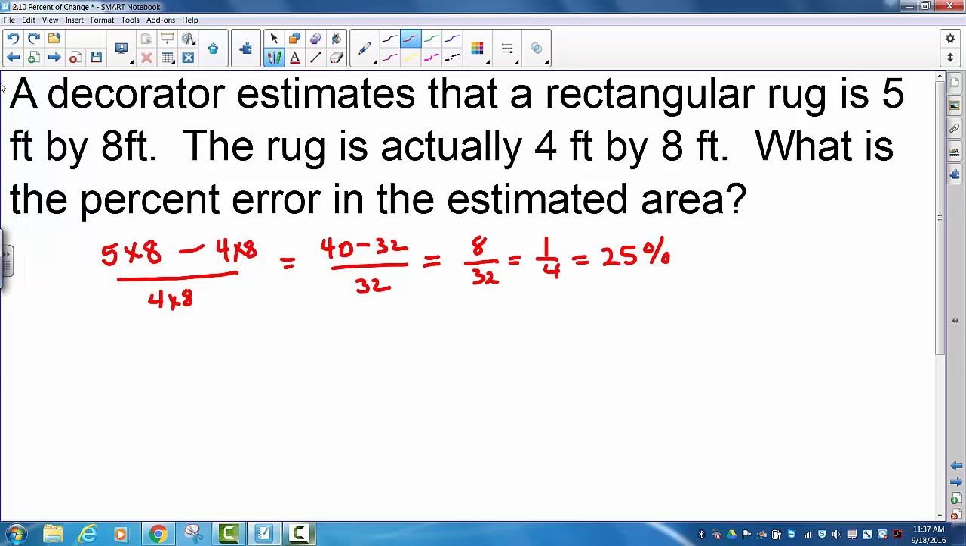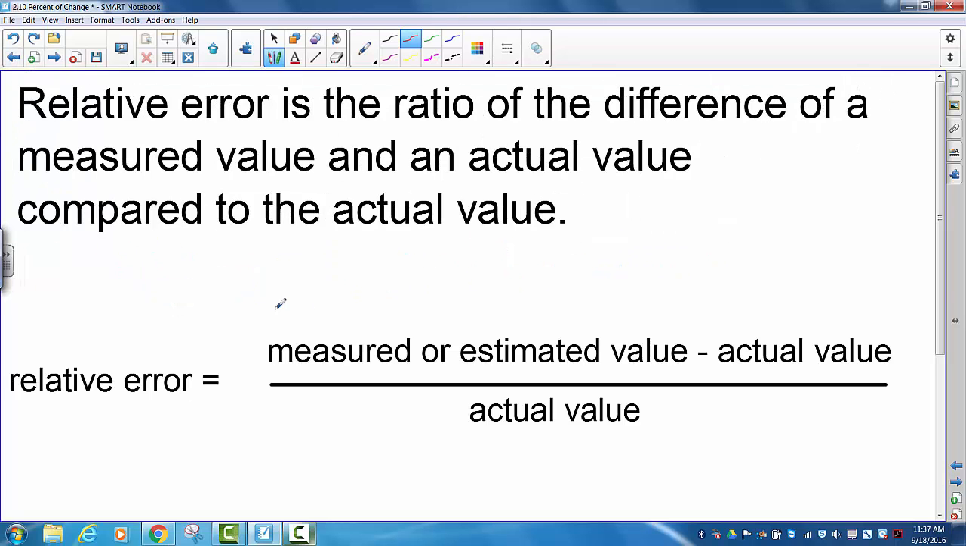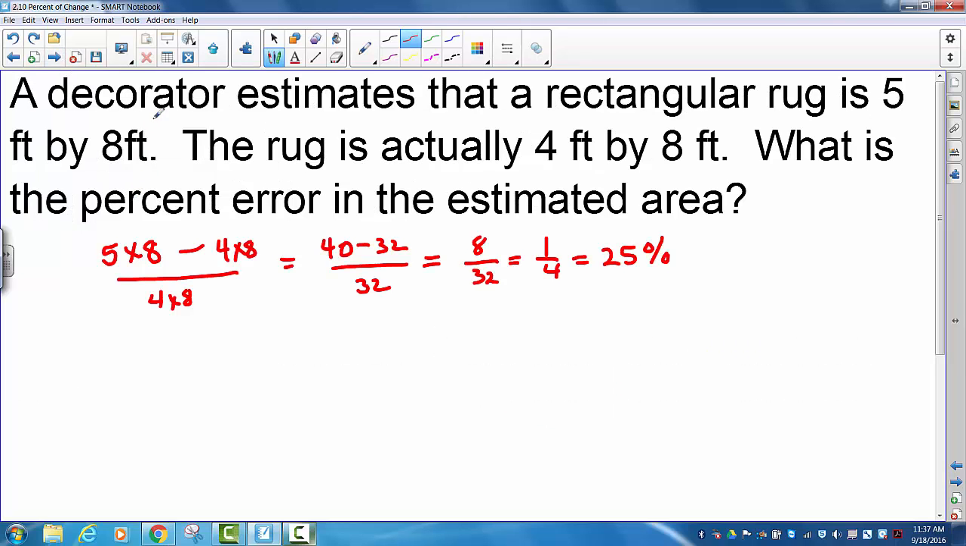So let's go back and look at the formula one more time. It's the measured or estimated value minus the actual value divided by the actual. And so when we came over here, the decorator estimated 5 by 8, but it was actually 4 by 8. So you subtract the 4 by 8 from the 5 by 8, and you divide it by the 4 by 8.